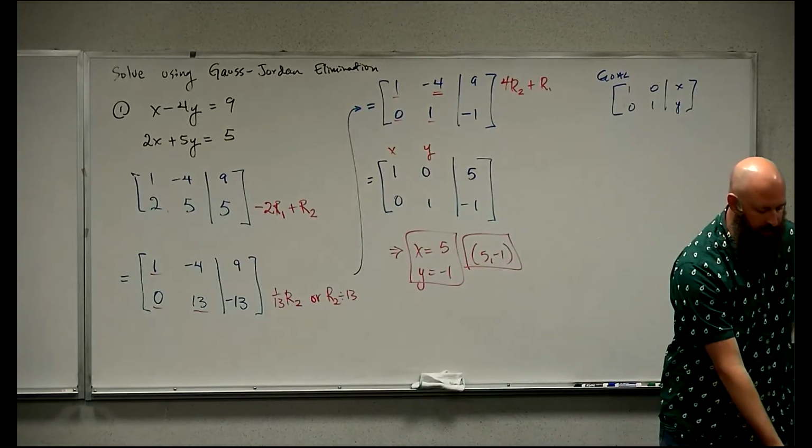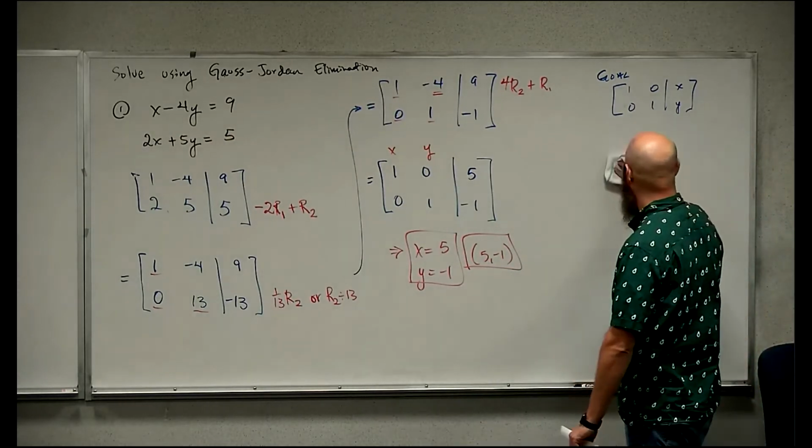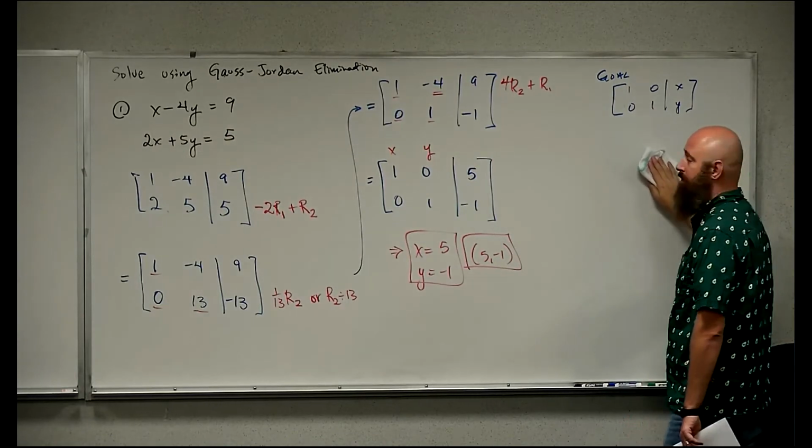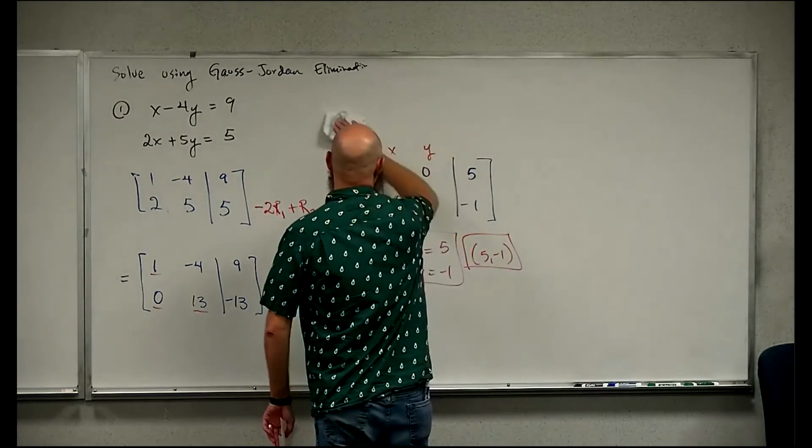All right, let's do one more. Now, we'll go ahead and erase this. Remember, that's our goal, to get to this form for that row echelon form.